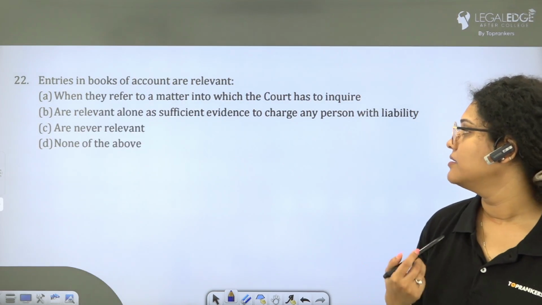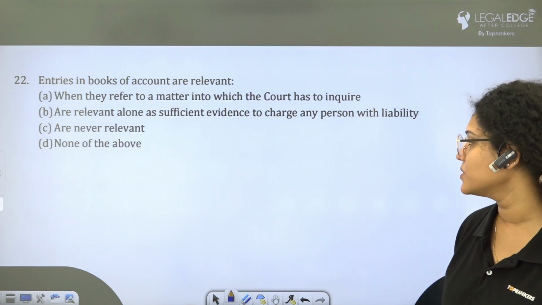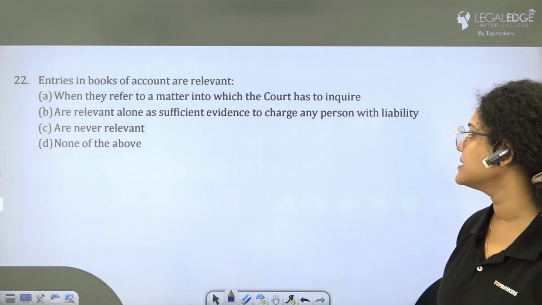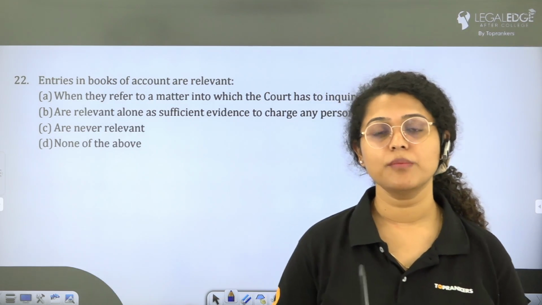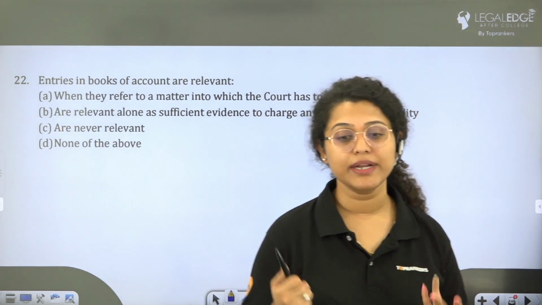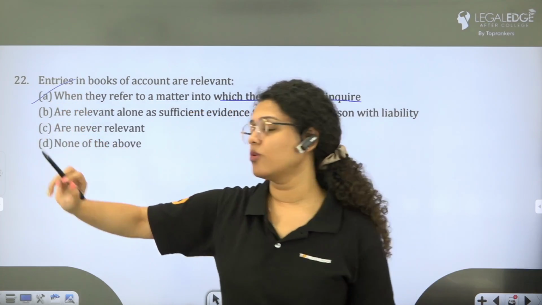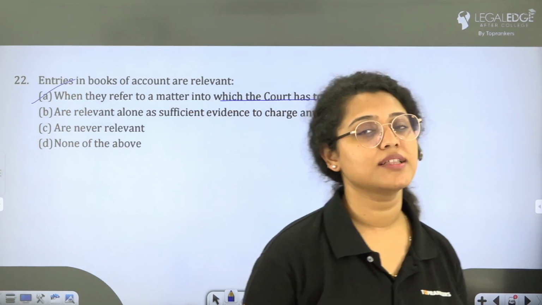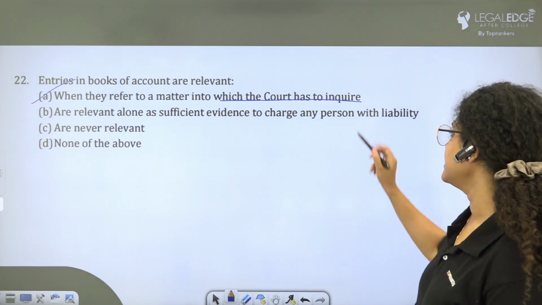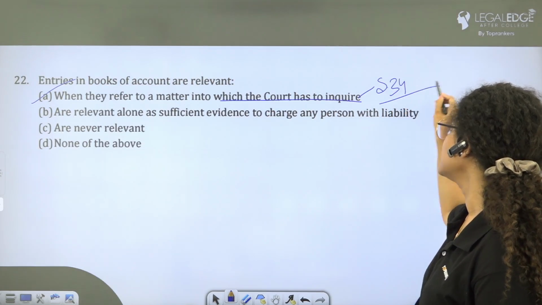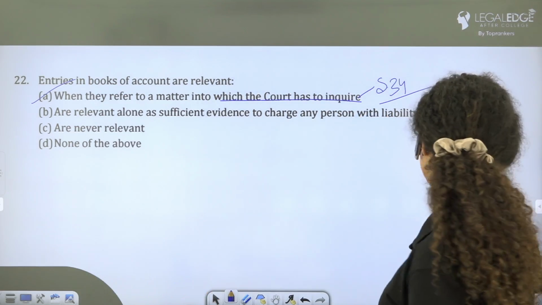All right. Entries in a book of account are relevant: A, when they refer to a matter into which the court has to inquire; B, are relevant alone as sufficient evidence to charge any person with liability; C, are never relevant; D, none of the above. Entries in books of account are relevant when they refer to a matter into which the court has to inquire. This is very simple. When it goes to court, only then will the question be raised; otherwise it is not relevant. This is provided under section number 34 of the Indian Evidence Act. Although you do not need to remember this section, it's not a very important section number.